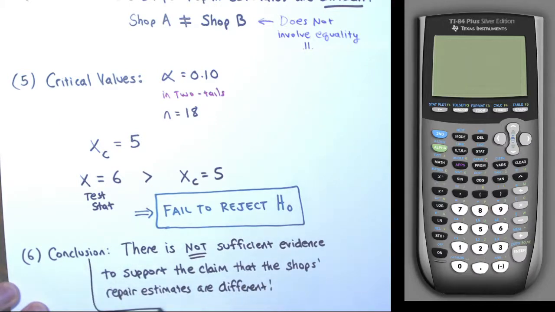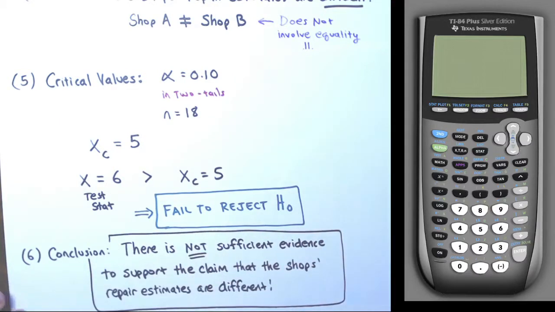And again, if your wording is something similar to this, there is insufficient evidence to support the claim, there isn't enough evidence to support the claim, either one of those, as long as it has the same meaning, it should be a valid conclusion. All right, so now let's get into another example.